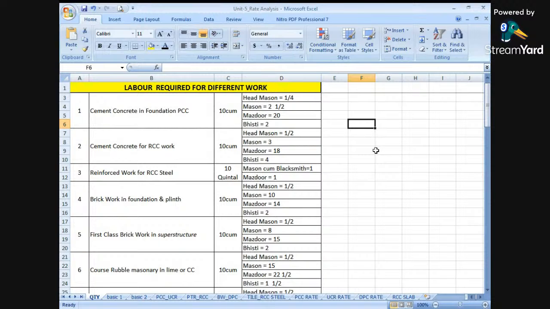Helper, we can call this as helper also. So the technical word that has been used is Bisti. The number required for this is two Bisti, which has been required for PCC in foundations.